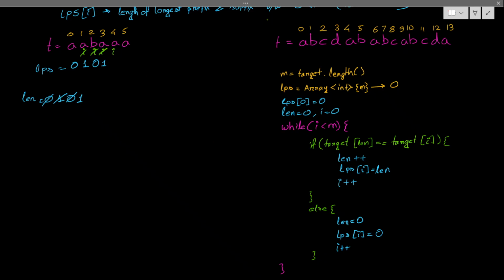Fine. When this place is also the same, because length is 1, the first index has 1 present, and in this index also 1 is present, so the length will be incremented to 2, and we have to put 2 in this place. Okay, fine, and increment I. See here, what is the length? Is it the same? No, it is not the same.